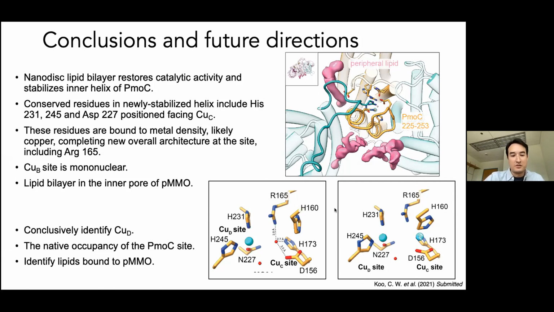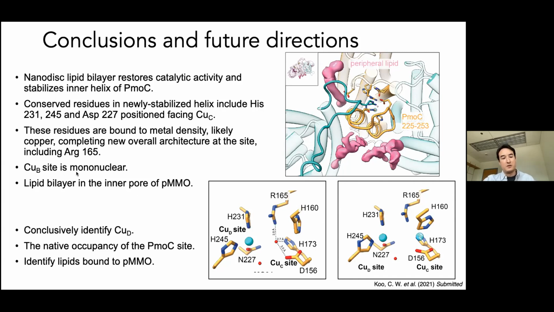And so down here are kind of the two possibilities at this point of the native occupancy of that site, but we're looking for more ways to try to clearly identify what the native occupancy is. Now that we have the architecture, really understanding what the native occupancy for methane oxidation by copper is. So yeah, we were able to restore catalytic activities in nanodiscs and see these highly conserved residues now.